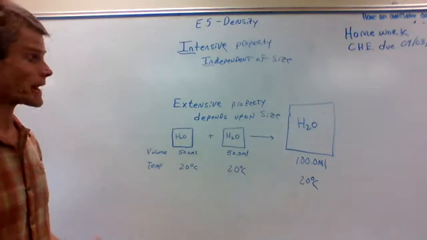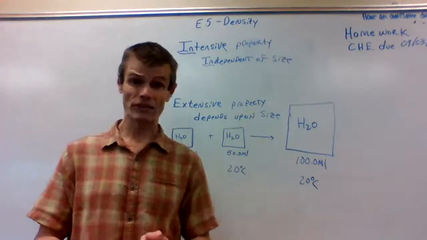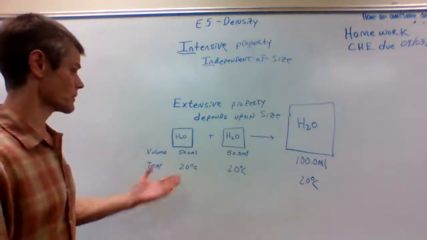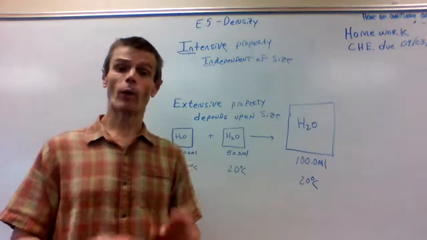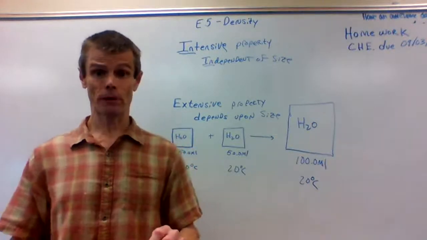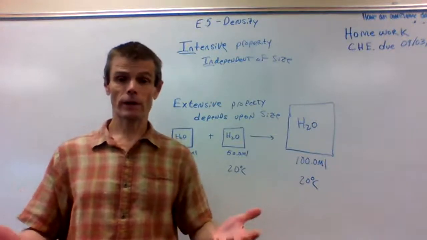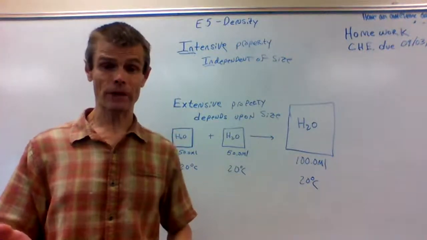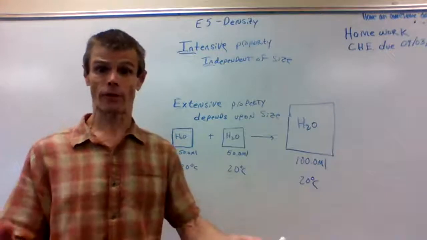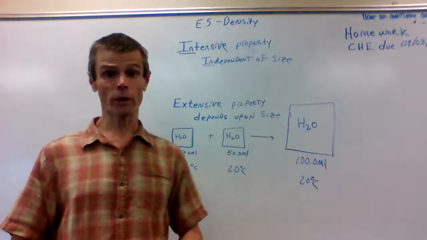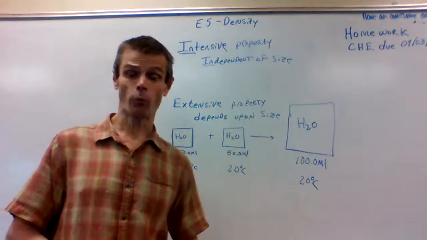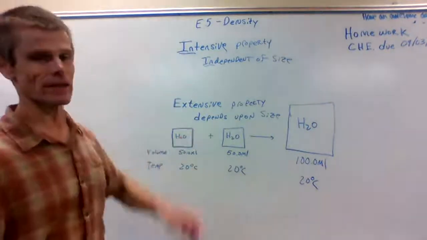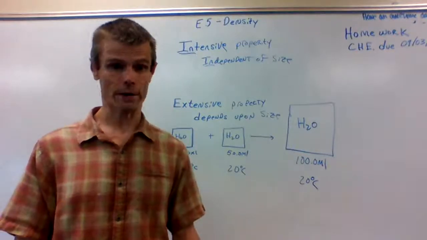Some other extensive properties would include mass and length. Intensive properties, temperature was one of them. We're going to learn later that boiling point and melting point for any sample is also an intensive property. Regardless of the sample size, a sample of water, for instance, always boils at 100 degrees Celsius, and water always freezes at 0 degrees Celsius. That's an intensive property of water.